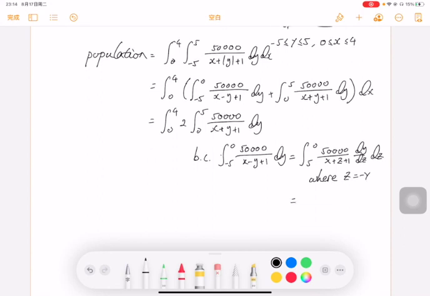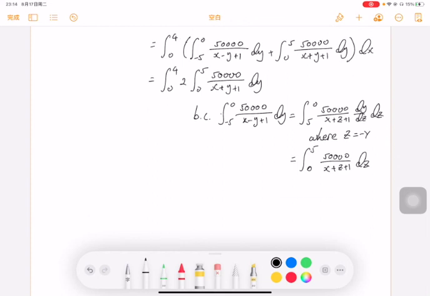Right, so if z is minus y, then dy dz is negative 1. And if we interchange the upper and lower bounds of the integral, we get another negative 1. So the negatives cancel out. We get an integral from 0 to 5 of 50,000 over x plus z plus 1 dz, which is exactly the same as this integral. Therefore, we get 2 times that. Okay? All right, so let's compute this integral.